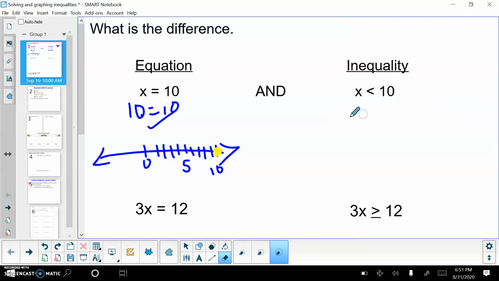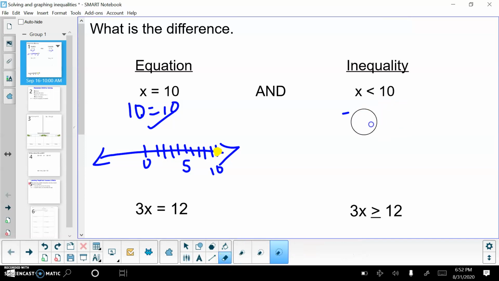So let's think of a number less than 10. How about a 9? Now we've got 9 is less than 10, so a 9 works. But so would an 8, so would a 7, so would a 6. Even if I decided, let's go all the way down into some negative numbers, how about negative 3? Yes, negative 3 is less than 10. We're making true statements here.